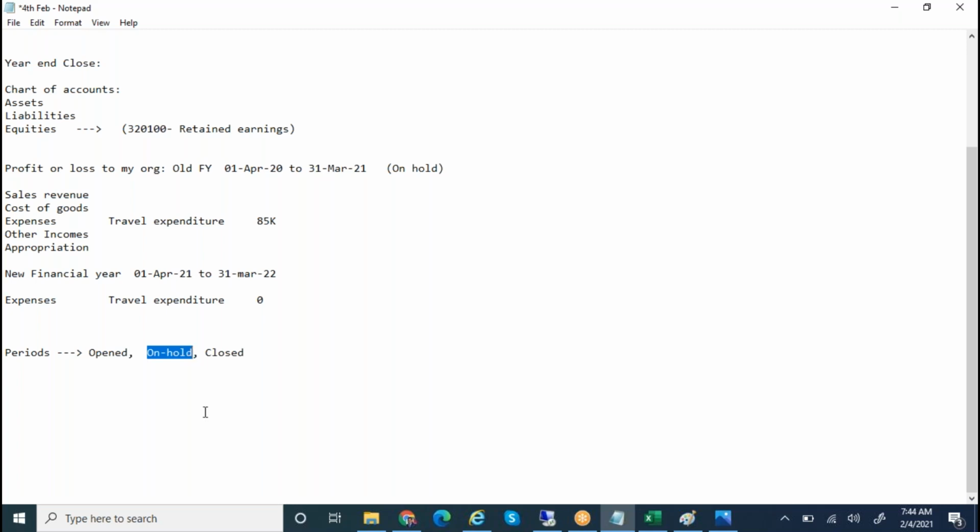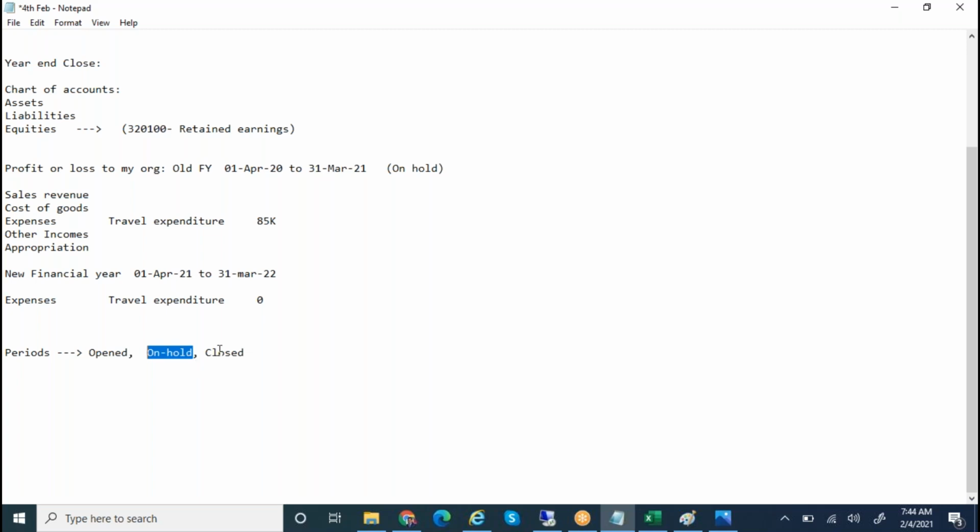Usually the business people, the client wherever you are implementing, will make the previous months, January, December, November, October, and the future months, March, April, May, June, July, on hold. If you make it on hold, what happens? If you try to post any transaction in those months, it will not allow you. If users mistakenly enter transactions in the previous or future months, it will stop you: period is on hold.